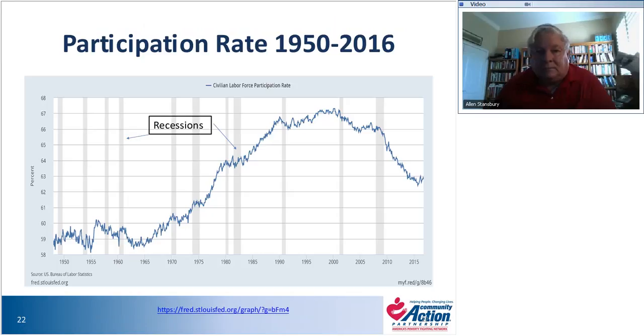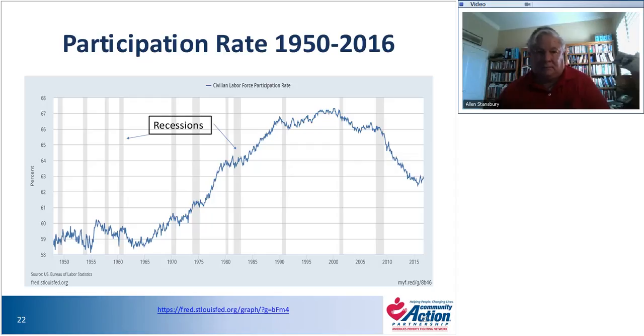So the labor force participation rate, the number of adults 25 to 54 who are employed, went up in the 80s and the 90s and has been decreasing ever since. And it continues to trickle down. So let's look at the next slide in terms of more detail about the labor force participation rate.